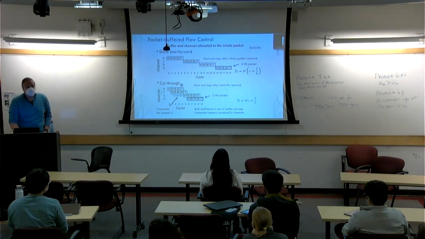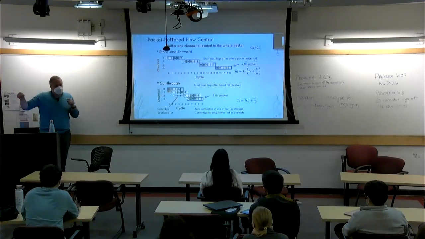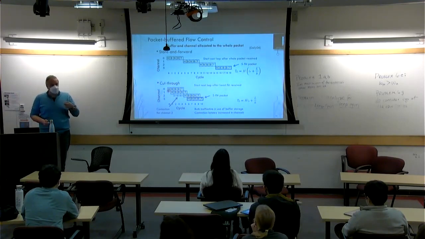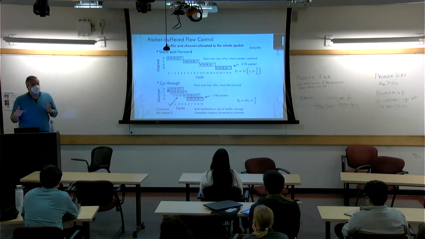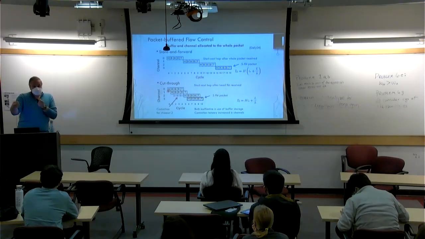Now, cut through tries to avoid that accumulation of serialization latency. So it says, okay, the only info I need to know where I'm going is really in the head flit, right? So soon as I get the head flit, I can start making reservation requests. In cut through, that sounds good, but the trouble is the reservation request made is still for the whole packet because they don't want to lose any piece of it, right?